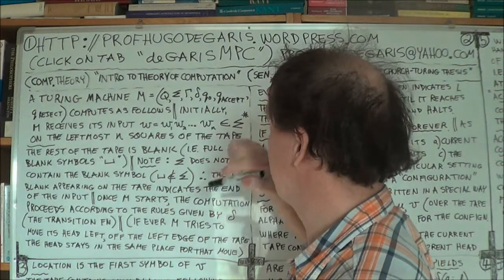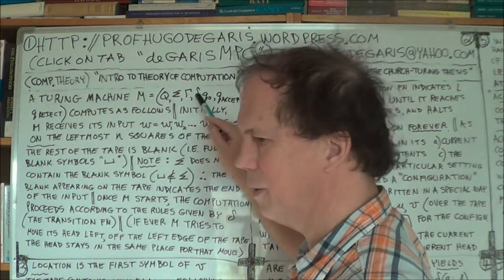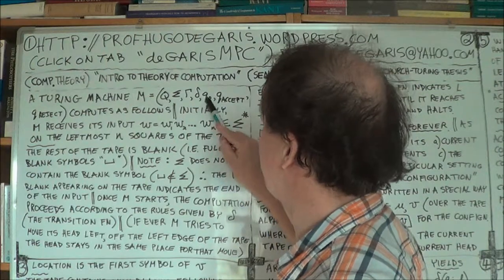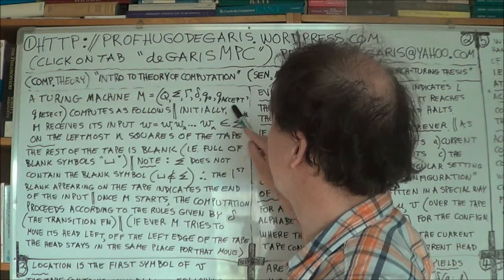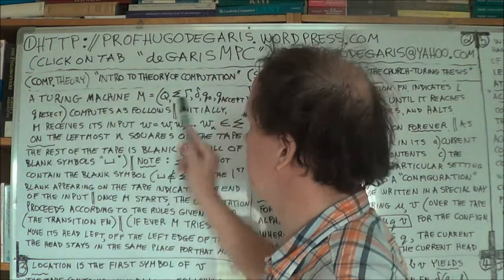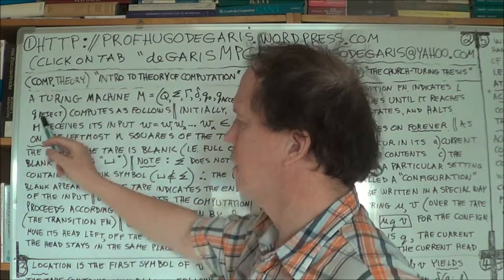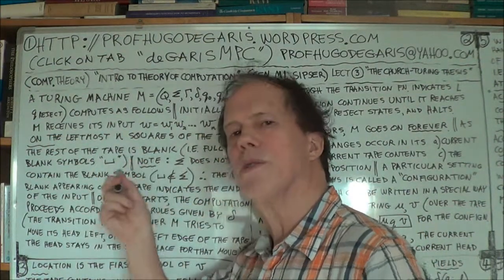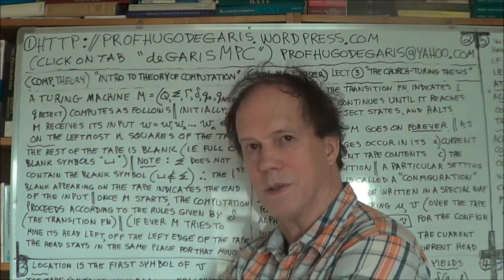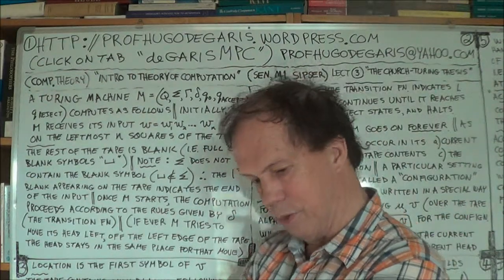Transition functions. You're mapping an ordered pair into an ordered triple. We talked about that at length. The start state Q0, the accept state Q accept, and the reject state Q reject. These two have to be different, and there's only one of each. There's only one accept state and one reject state, at least in this version of the relatively simple Turing machine that Sipser's talking about. All right, so that's the formal definition.